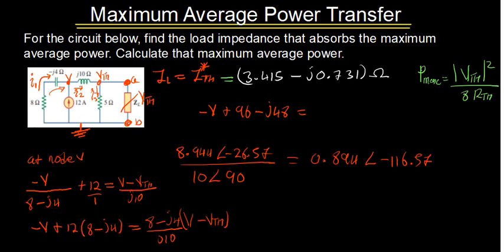So that's 0.894 comma negative 116.57. What you get is negative 0.4 for the real part. No wait, this is negative 0.4, not negative 4. So this is 0.4 minus j 0.8. Remember we are multiplying by the V minus V Thevenin in there.